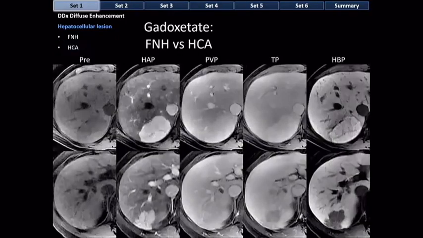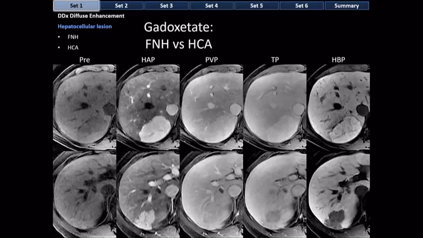Okay. Finally, again, hepatobiliary agents can be helpful if you're not sure between adenoma and FNH. The image above is an FNH. The image below is an adenoma. But do a mental exercise.